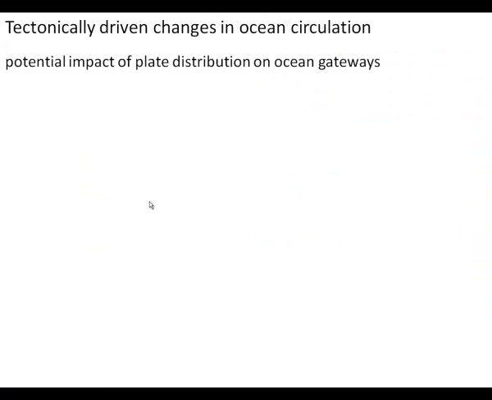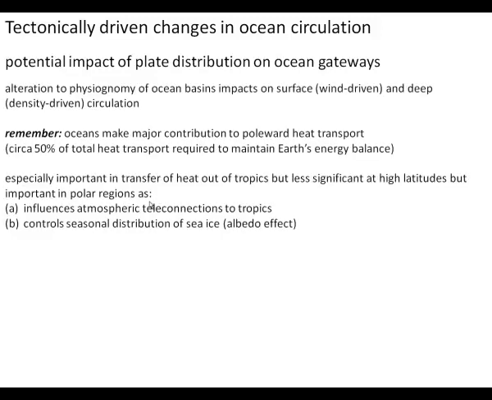Changes in the plate tectonic configuration across the surface of the globe have significant implications for the existence of ocean gateways and conduits by which we can circulate water across the surface of the globe. It's important to remember that these alterations to the structure of the ocean basins won't just impact at surface levels on the currents that are driven by winds. It'll also impact on deeper ocean circulation, which is driven by density differences in the water masses.